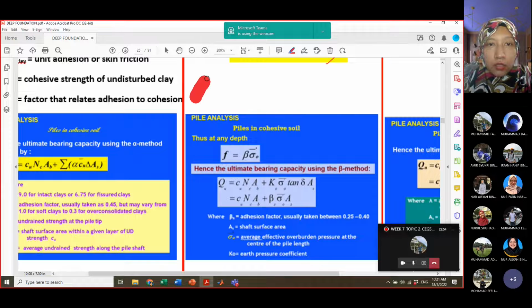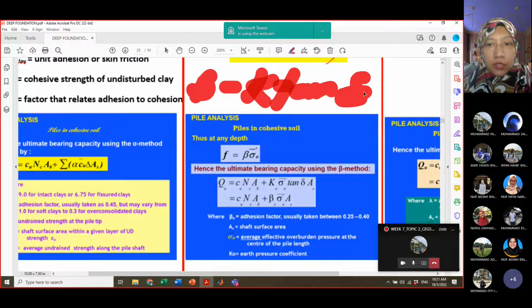So beta ni adalah K tangent delta. So itu adalah beta. So beta is similar to the alpha, iaitu addition factor. AS is the shaft surface area, average effective overburden pressure at the center of the pile length, sigma naught, and the K naught. K naught is the earth pressure coefficient at rest.